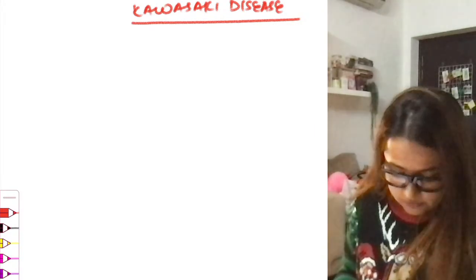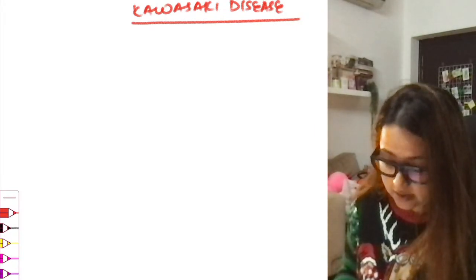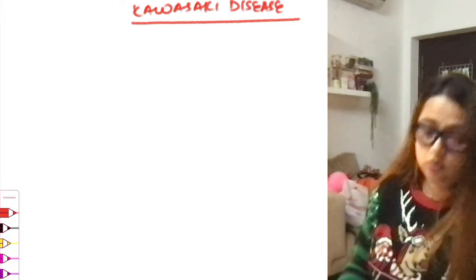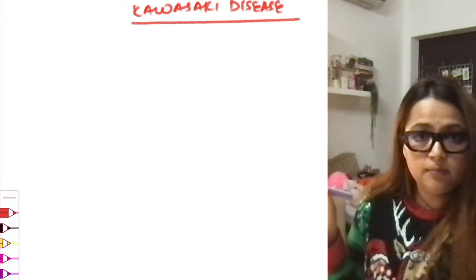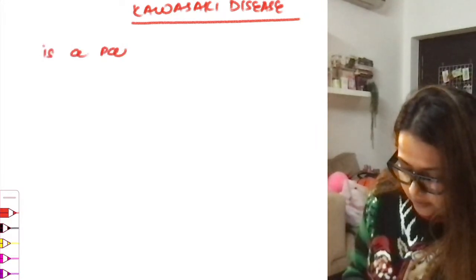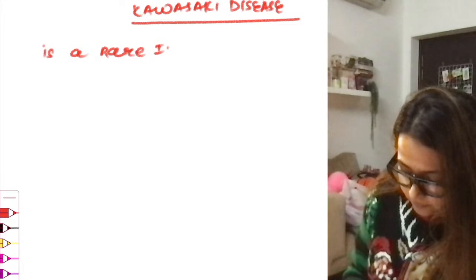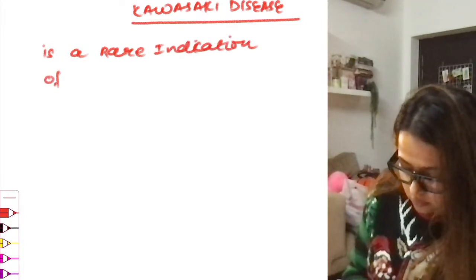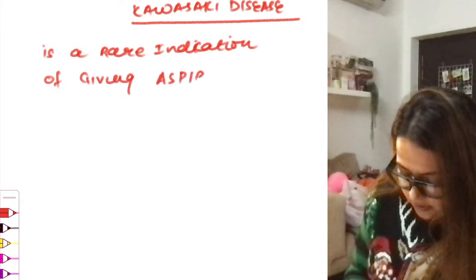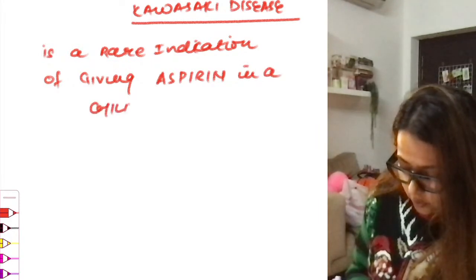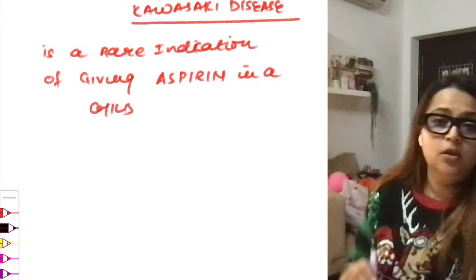What are the treatment options for a child having Kawasaki disease? Yes, Gurjeet, excellent. Okay, so why is this important? Because Kawasaki disease is a very rare indication of giving aspirin in a child. Okay, so this is a very important point.